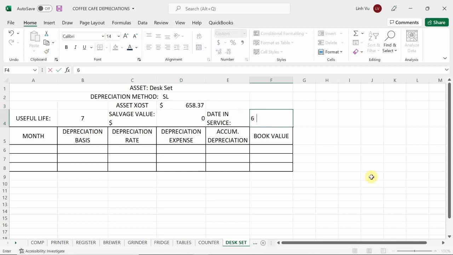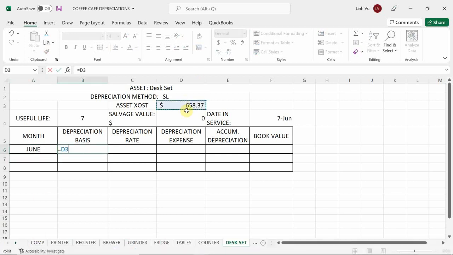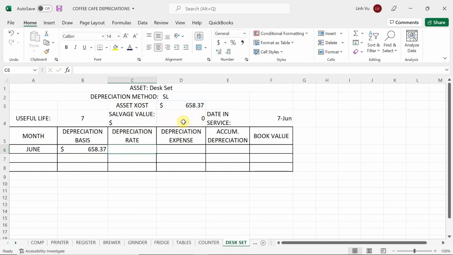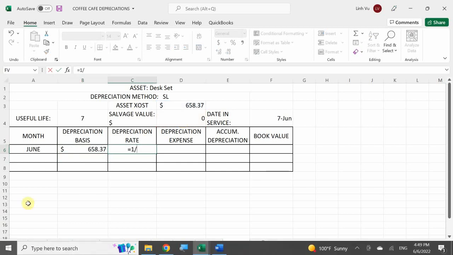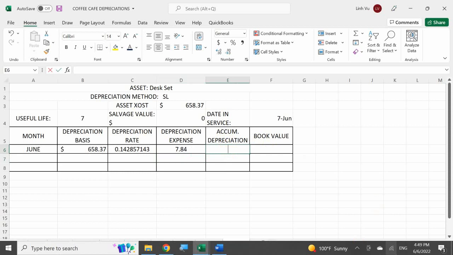And we got it on June 7. So for sure, we are going to be depreciating for the month of June. Depreciation basis, once again, is asset cost minus salvage value. Your rate is 1 over the estimated useful life of 7. Depreciation expense is going to be basis times rate divided by 12. So I'm going to be depreciating $7.84 for the desk set for the month of June.